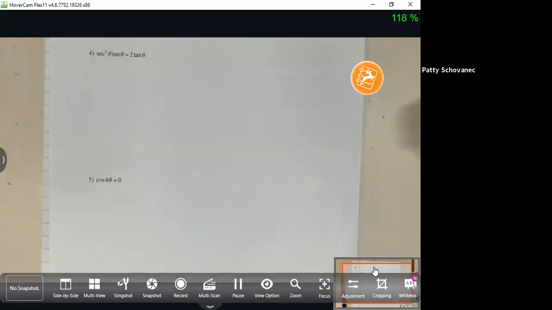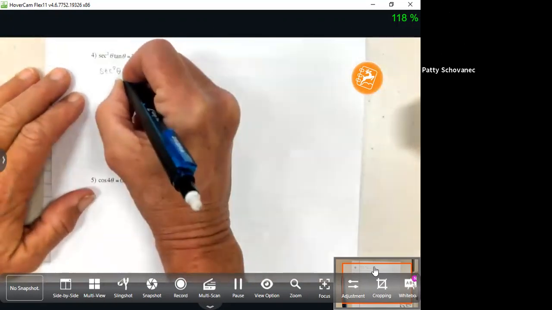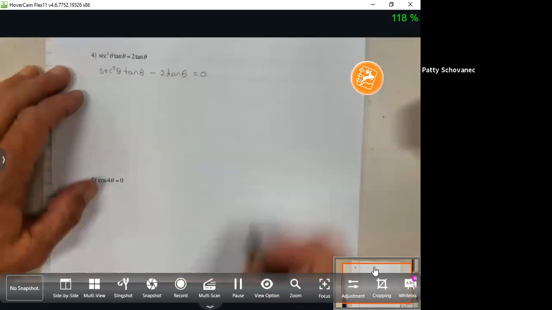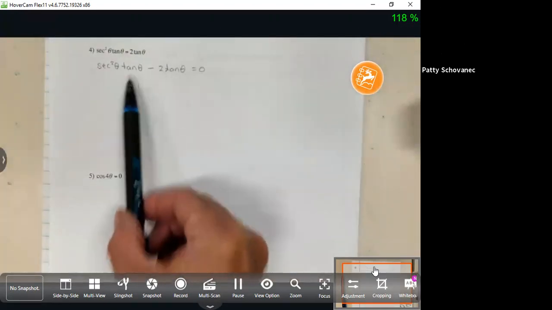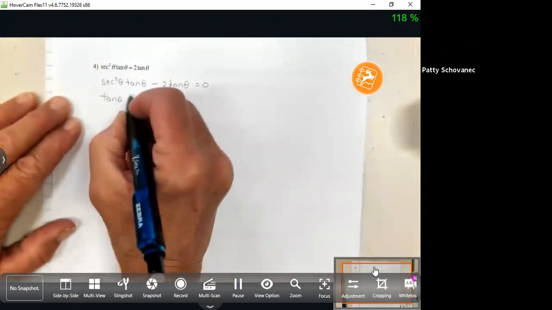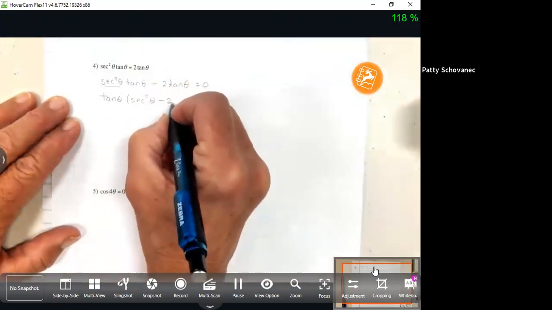So instead of just dividing both sides by a tangent and trying to get rid of that tangent on the right side, get a 0 on one side first. Subtract that from both sides. So write this as secant squared of theta times the tangent of theta minus 2 tan theta is 0. Get a 0 on one side first, then try to solve by factoring. See, that tangent is a common factor. Pull that common factor out front, and you're left with a secant squared theta from here and a minus 2 from the second term.